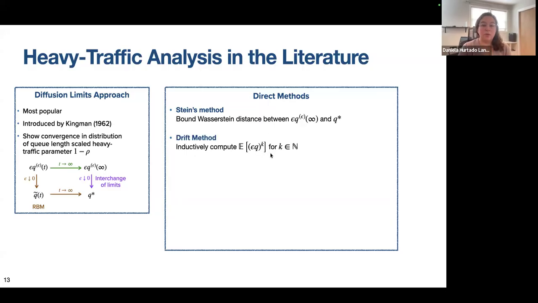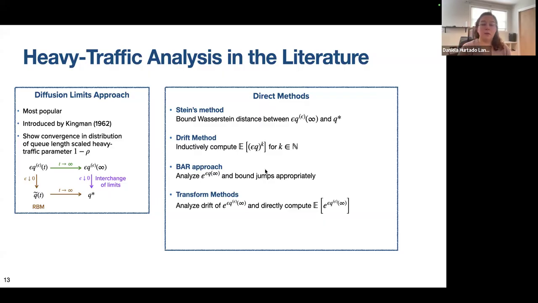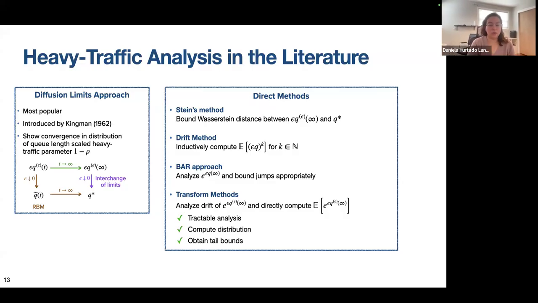There's also the drift method, where one computes the moments of the scaled queue length and then inductively computes the distribution. There's the basic adjoint relationship approach, where one studies e to the power epsilon q and one bounds the jumps appropriately to understand the distribution. And there's transform methods, which lands a little bit in between the drift method and the other approach, because we study the drift of an exponential function and compute the moment generating function. I'm going to focus on the last one because I like studying distributions by looking at expectations, because expectations seem easier in my world. Of course, we're going to hit some roadblocks, and I'm going to show you how to deal with that.